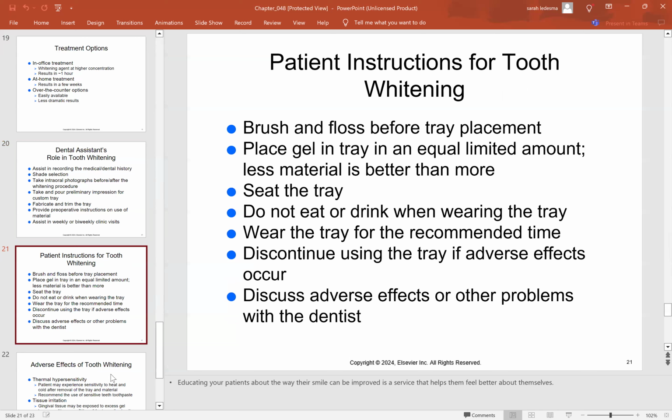Instructions for whitening could include brush and floss before tray placement. If they're using a gel, we're going to place that in the tray in equal limited amounts. Less material is going to be better than more, remembering sensitivity. Seat the tray. We're not going to want our patients to eat or drink when wearing the tray. They're going to wear it for the recommended time and discontinue if they're seeing any of those adverse effects.